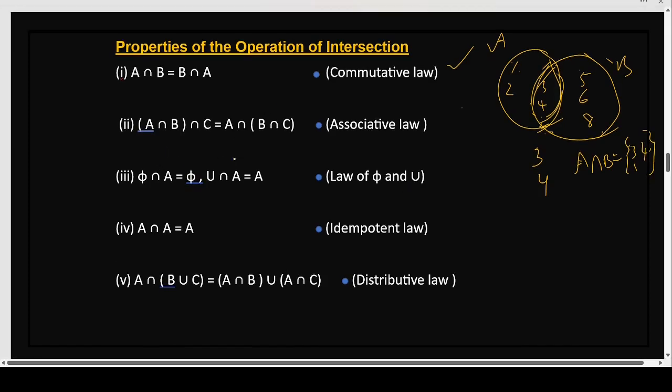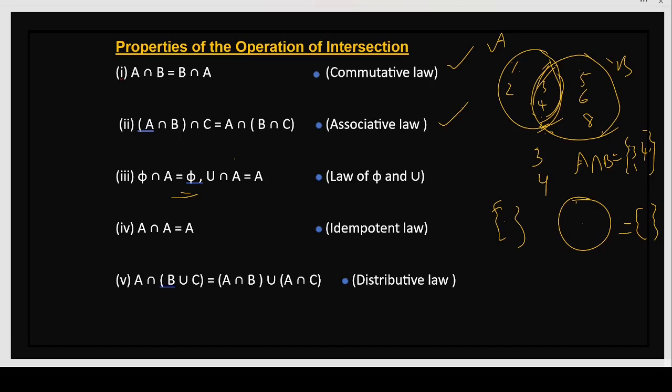Associative law. Similarly, A intersection B intersection C is equal to A intersection B intersection C. This is associative law. And then law of phi and U. Phi intersection A. That means if phi is intersecting with anything, no element is there in one set and some elements are there in the other. What is common in this? No element is common. So the result is null set.